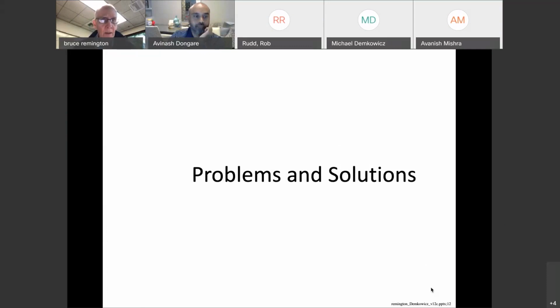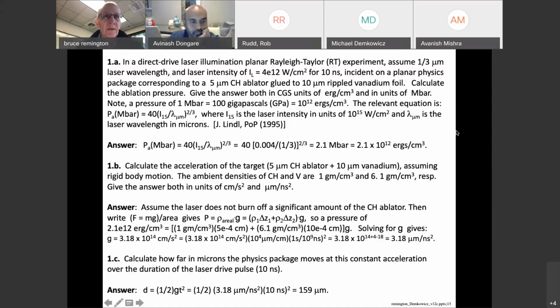So this is the problem set with the solutions that I'll talk through. The first question was, in a direct drive laser illumination Rayleigh-Taylor experiment, assuming 1/3 micron laser light incident on a planar package that's 5 microns of plastic glued to a 10 micron rippled vanadium, give the ablation pressure in CGS units of ergs per cubic centimeter and also in megabars. The conversion is that 1 megabar is 100 GPa, which is 10 to the 12 ergs per cubic centimeter.